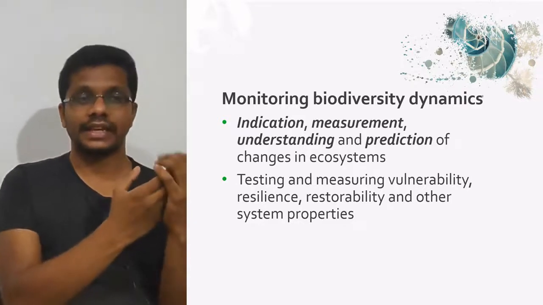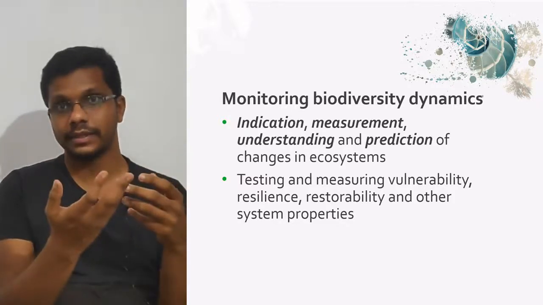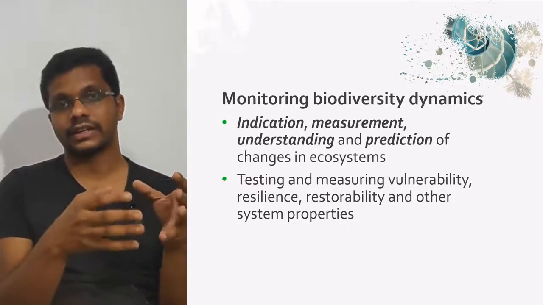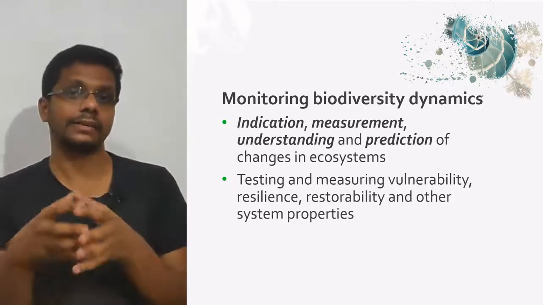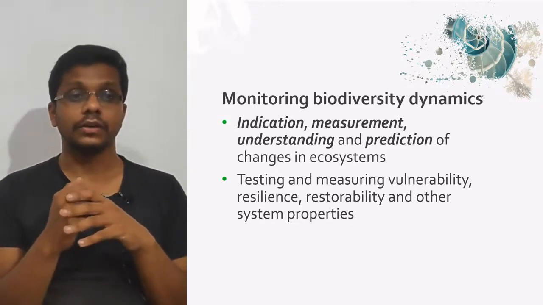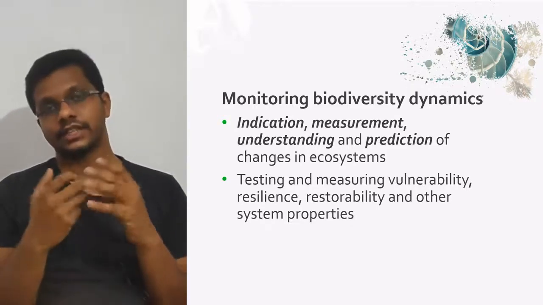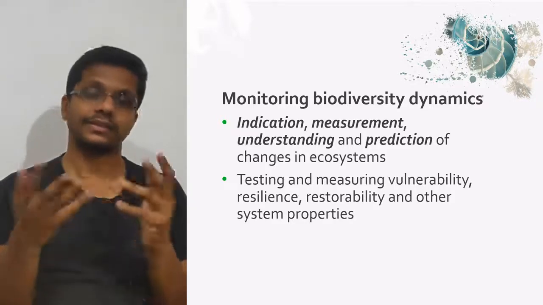And by these methods, we can use this monitoring system for testing and measurement of vulnerability. What are the weak spots? What are the weak areas of biodiversity? What are the factors mostly affecting the biodiversity changes, or the resilience of an ecosystem, or restorability? How much biodiversity loss can be compensated by the conservation efforts or other system properties?